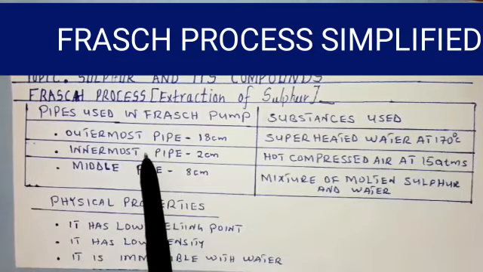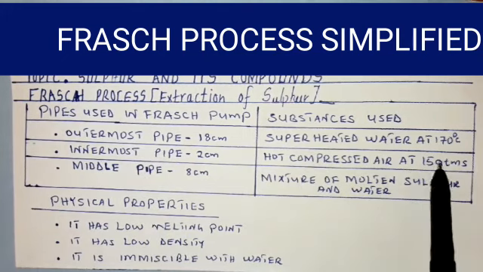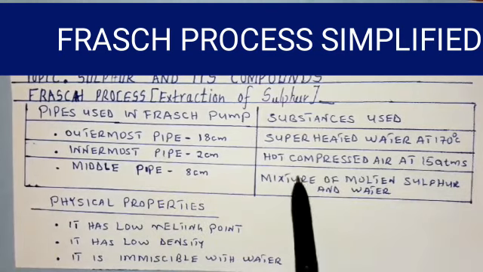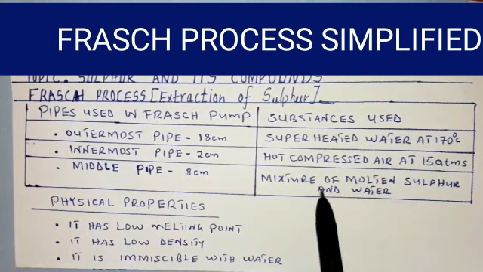Then the innermost pipe usually carries hot compressed air at 15 atmospheres. The middle pipe carries a mixture of molten sulfur and water out into large tanks.